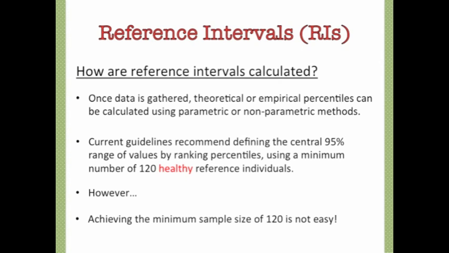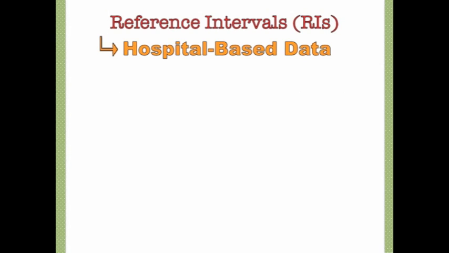However, achieving the minimum sample size is not easy. The process of finding and collecting samples from healthy volunteers usually involves a lot of time and money. As a result, researchers often settle for a smaller sample size and use other statistical approaches to calculate reference intervals. Alternatively, researchers can calculate reference intervals using data from hospital databases.